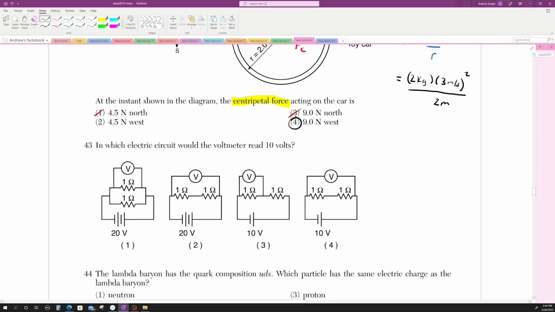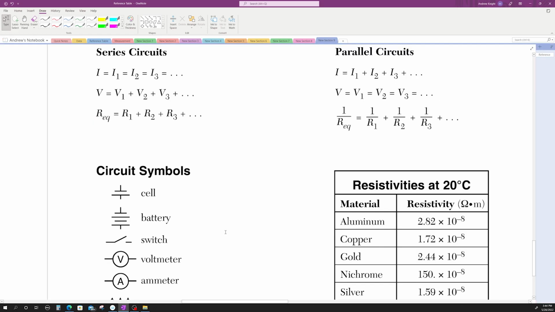Question number 43. In question 43, we're looking at an electric circuit, and it wants to know which electric circuit would read a voltmeter of 10 volts. So taking a look here, circuit number 1, this is a parallel circuit. And how about we refresh our circuit equations by heading to the reference table. Looking here at our reference table under circuits, you'll notice that in a parallel circuit, the voltages are equivalent to each other. So in a parallel circuit, the voltage is the same across each and every branch.